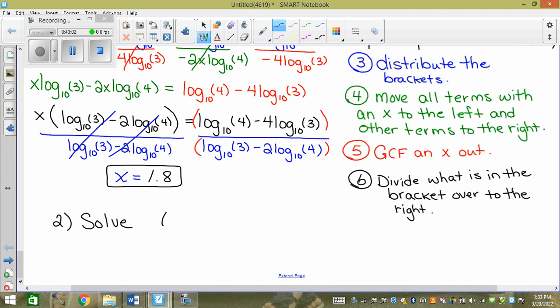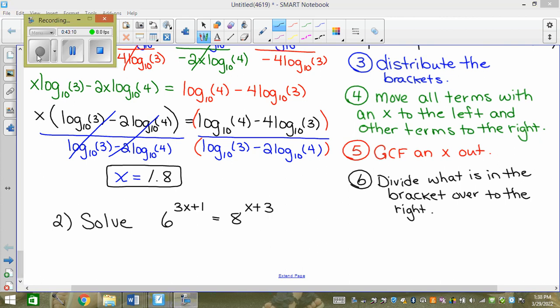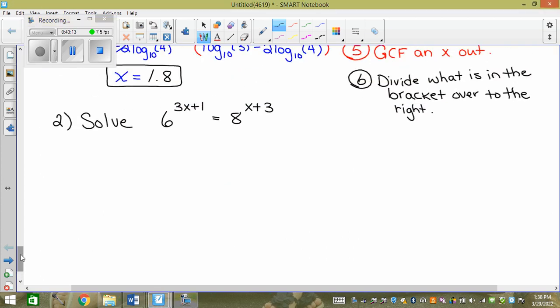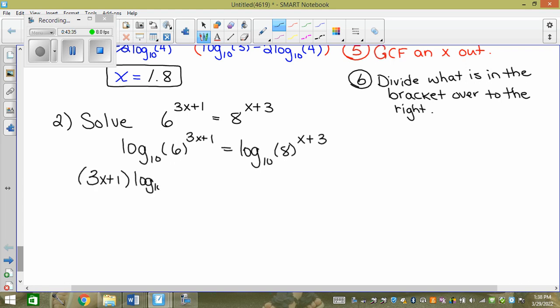6 to the 3x plus 1 equals 8 to the x plus 3. But you can y1, y2 it, right? And get it quick. So we get log base 10 of 6 to the 3x plus 1 equals log base 10 of 8 to the x plus 3. Drop the exponents in front with brackets. You remember to distribute. 3x plus 1 log base 10 of 6 equals x plus 3 log base 10 of 8.